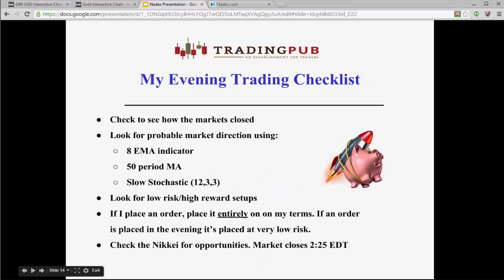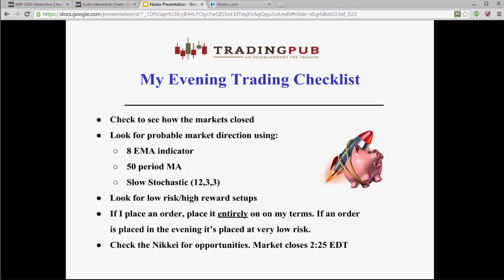I have a checklist every evening. I want to review how the market closed, how my trades were. I want to analyze my winners and my losers. But I also want to look for the probability of the markets that I like to trade. I'll take a look at daily and hourly time charts and use the three indicators I showed you: the 8 EMA indicator, the 50-day simple moving average, and the slow stochastic set at 12.33.